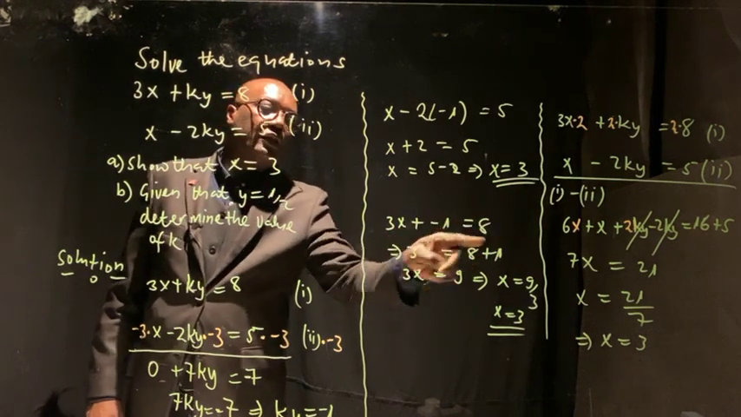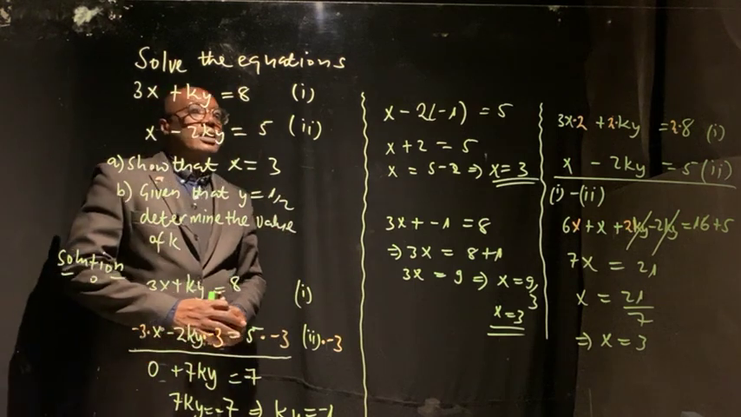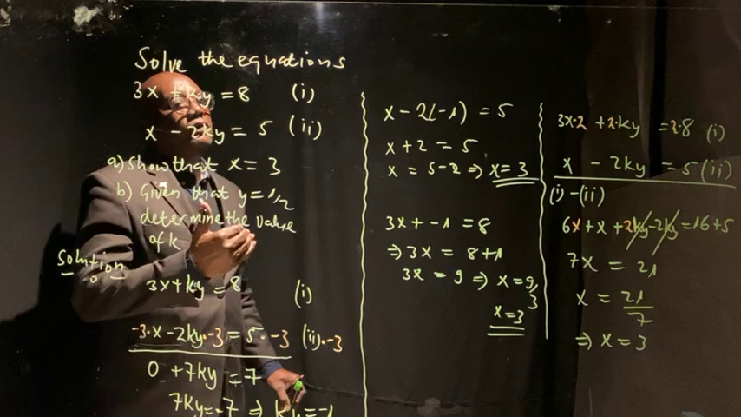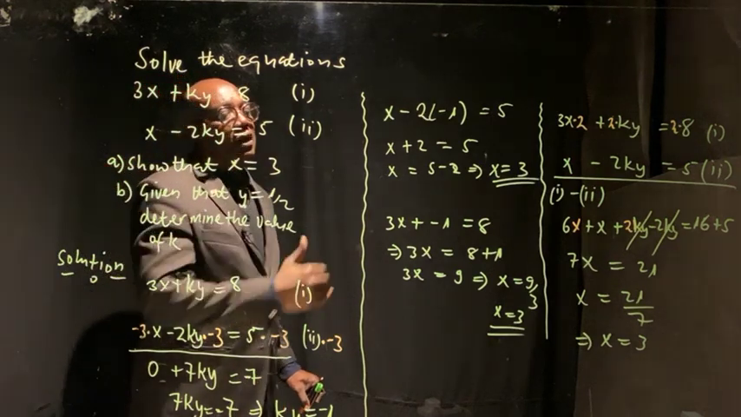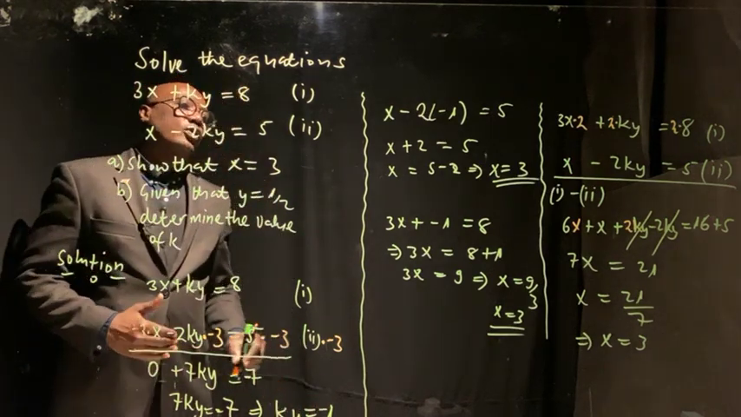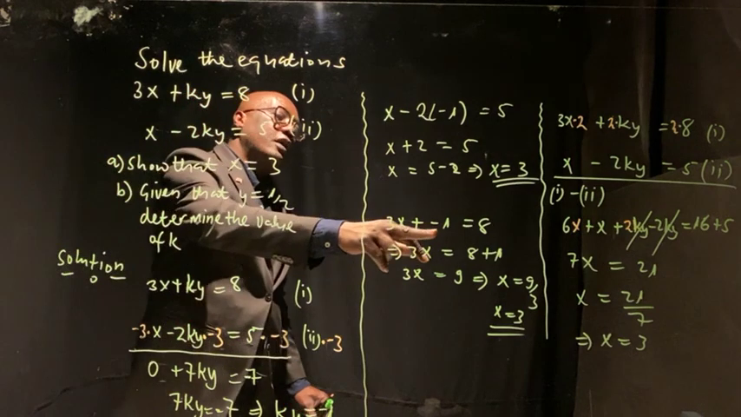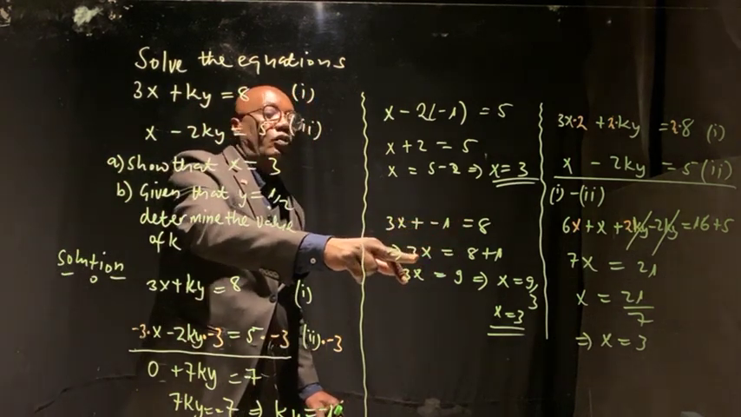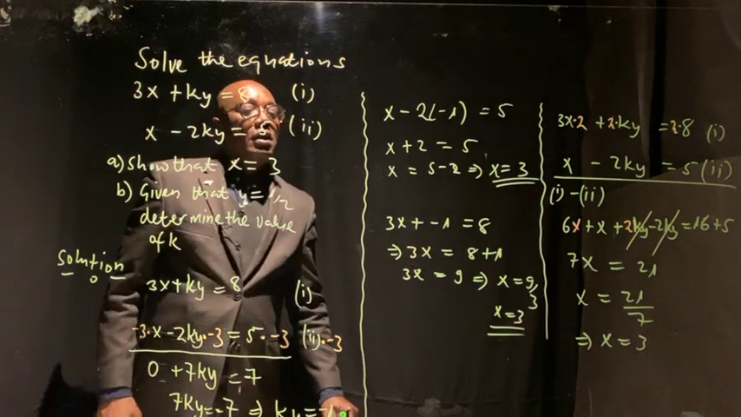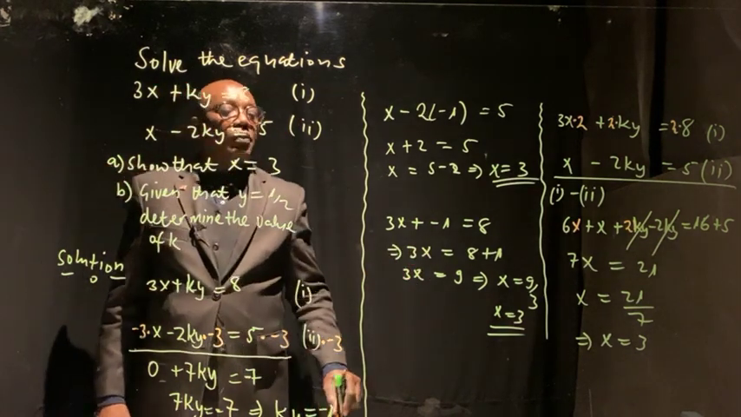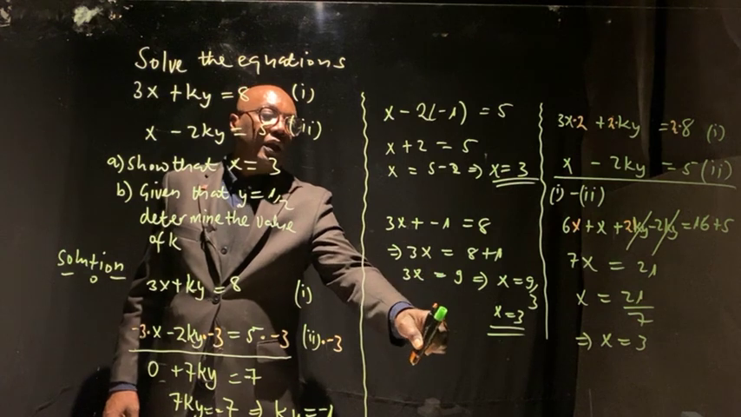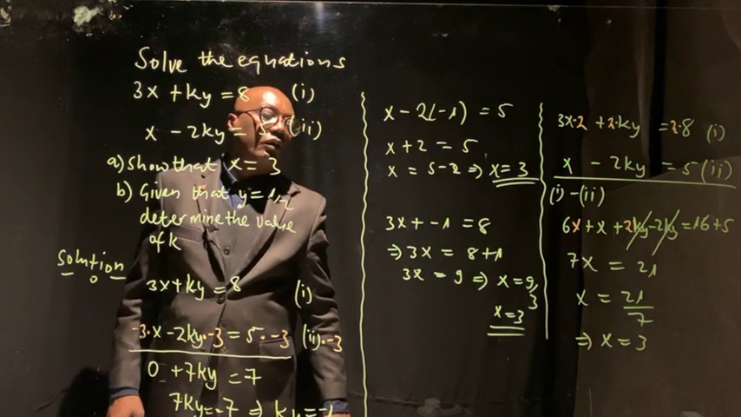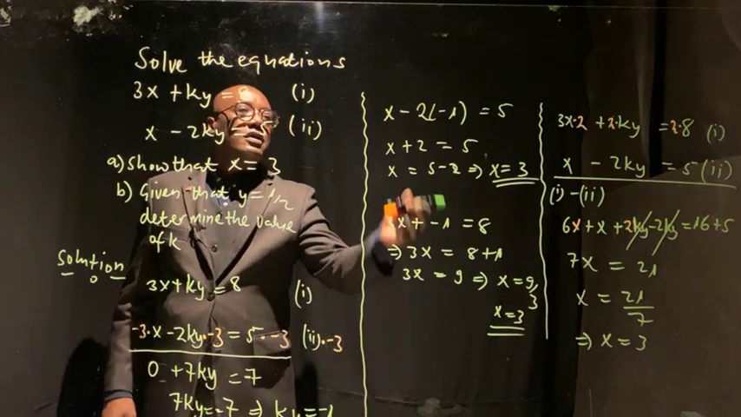So we push the negative 1 to the right hand side, because being negative at the left hand side, when it crosses over the frontier and comes to the other side, the sign will change. Being negative over there, when it crosses the frontier, it becomes positive. In that case, we have 3x equals 8 plus 1. We make 3x the subject equals 9. Then we divide through by 3, and we have x equal to 3, the same way.